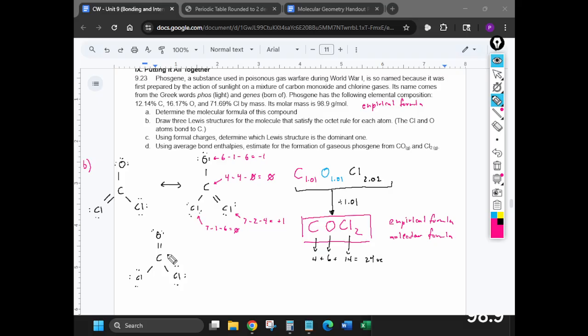If you look at the carbon, it's the same thing, so this is going to be 0. Let's start with the oxygen. How many lines are next to oxygen? 2. How many dots? 4. So this is 0, so better start. And if you look at the chlorine, it's 7. How many lines? 1 and 6 dots, 0. So which one is dominant, top or bottom? Bottom. This is the dominant structure right here. All right, so that's how you use formal charges in order to get the dominant structure.